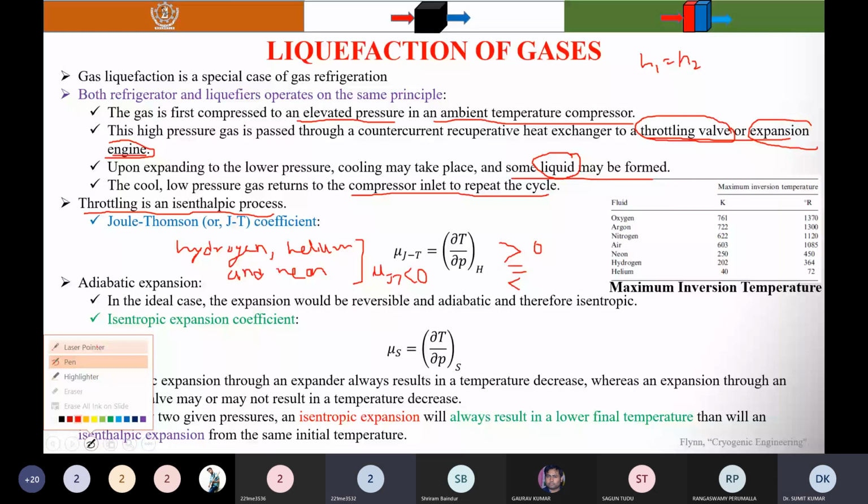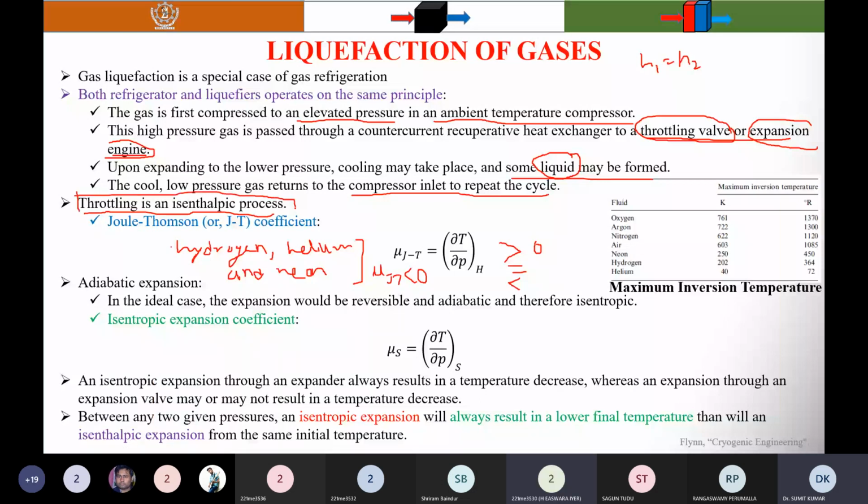So for temperature drops, instead of throttling we use isentropic expansion. But here I'm going to discuss when we will use expansion and throttling in liquefaction. So here I have written the formula for this, the mu JT.